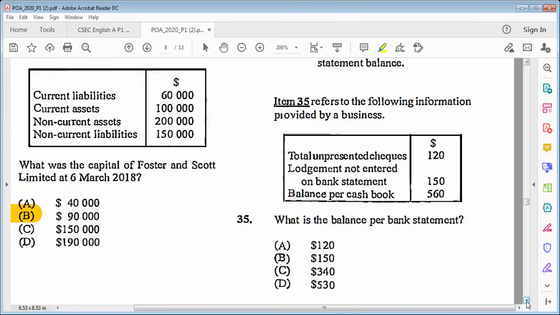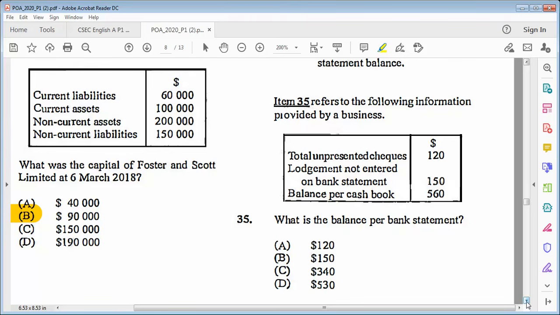Is it A, $120, B, $150, C, $340, or D, $530? So our bank reconciliation statement.